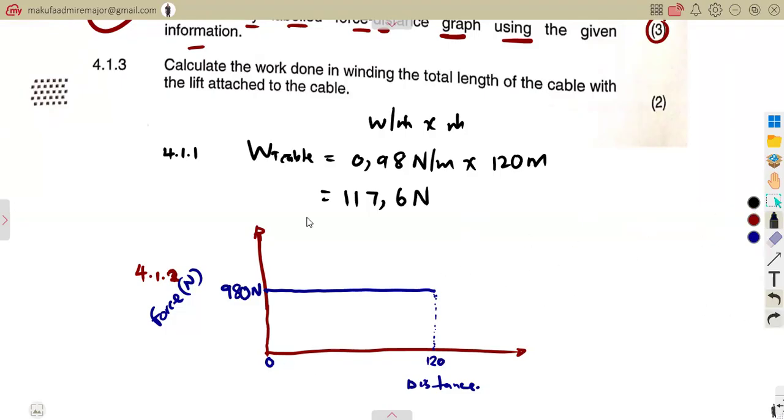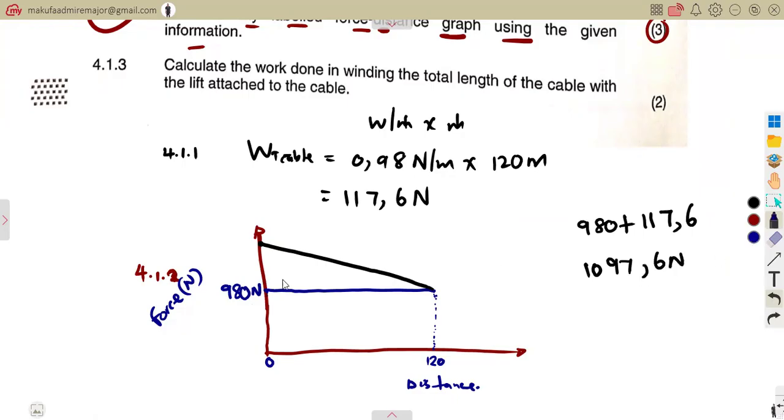But taken at the total weight, which is the total of the two, the cable and the lift. So we need the total of the cable and the lift. So this will be the total of 980 and the cable there. Remember, the lift is 980 and the cable has a weight of 117.6. So this gives us the total of 1097.6 Newton. Meaning to say that is our total weight in this case.